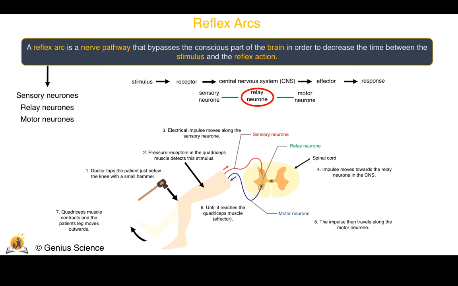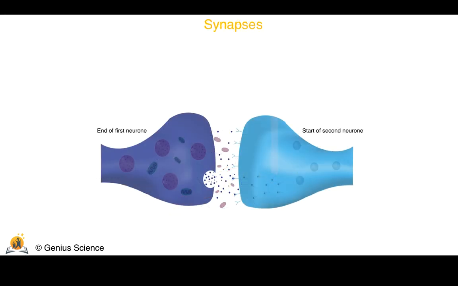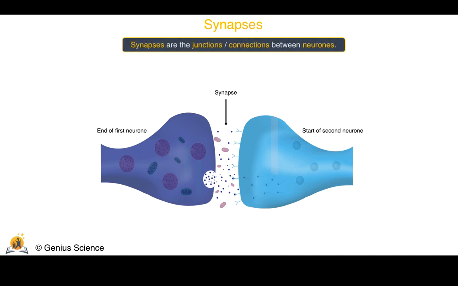Now, the video so far may have led you to think that neurons are connected directly to one another. This is actually not true. There are actually gaps between each neuron called synapses, seen here. Here's the definition then. Synapses are junctions or connections between neurons. The electrical impulses that travel along a neuron cannot cross the synapse.